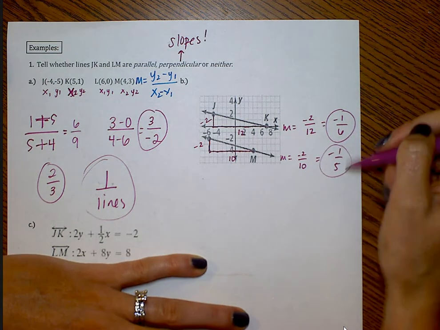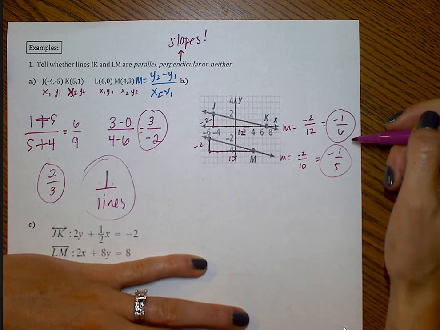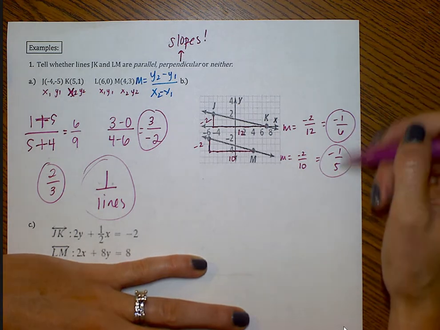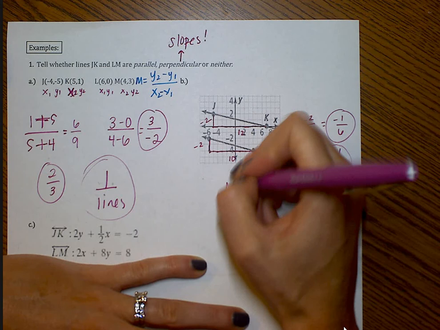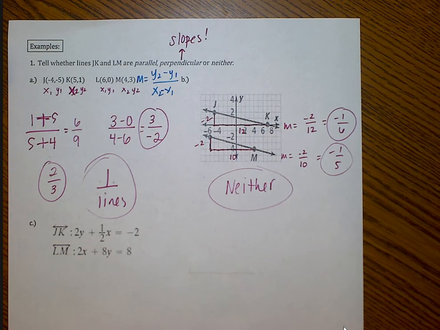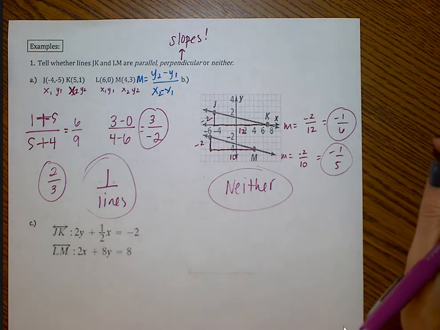Now, these are not opposite reciprocals, not even close. They're really close to being the same, but they're not. So these lines are neither parallel or perpendicular. So, like I said, don't judge off looks. You'll get tricked because that one looks parallel, but it's actually not. So be real careful.